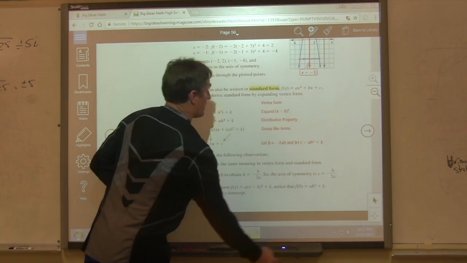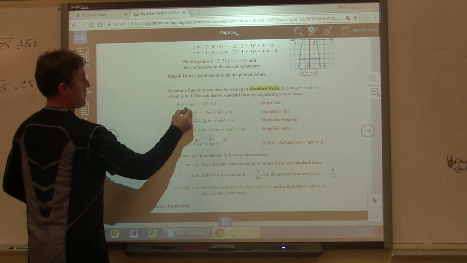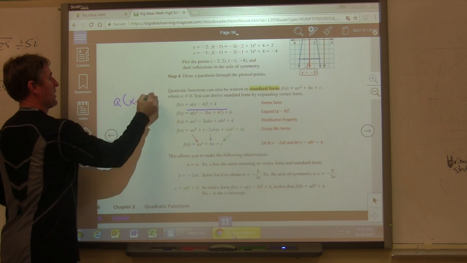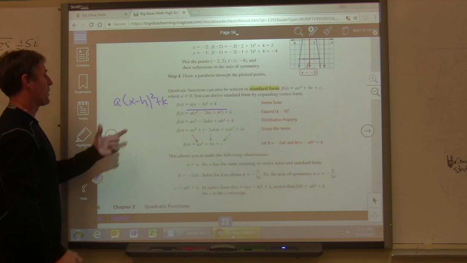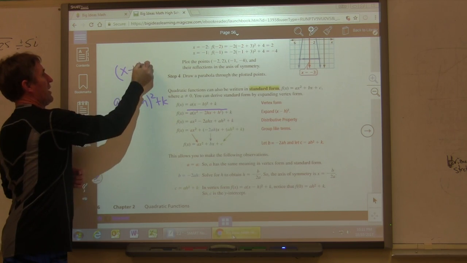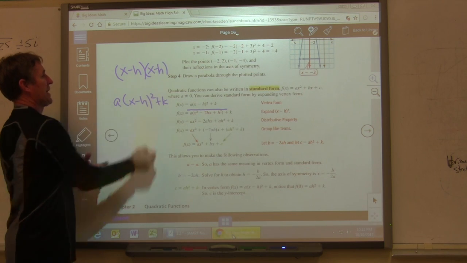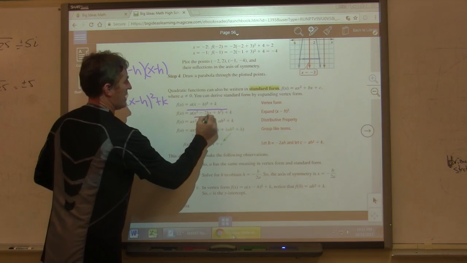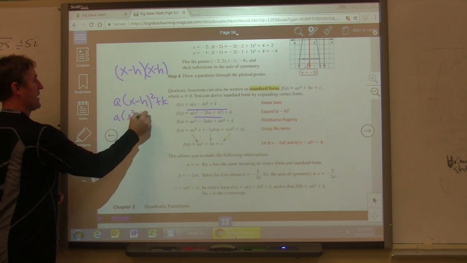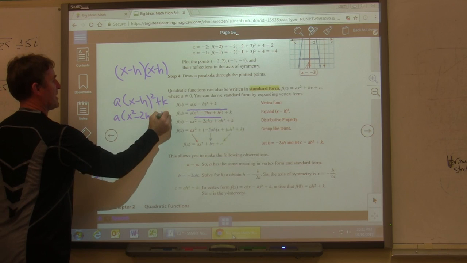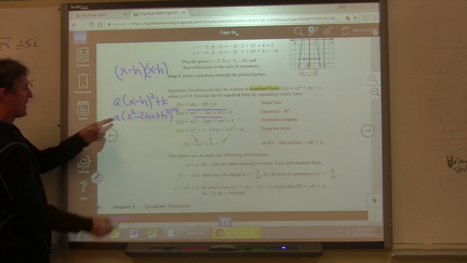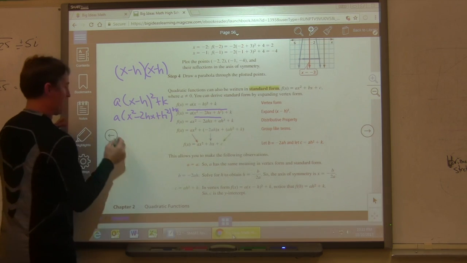But we've got vertex form. Okay, I'll write that here a little bigger. a times x minus h squared plus k. And so what they do is they take this x minus h squared and go x minus h times x minus h and FOIL that out. And so we get this a times x squared minus 2hx plus h squared, and then plus k. And then they just distribute that a through to everything.